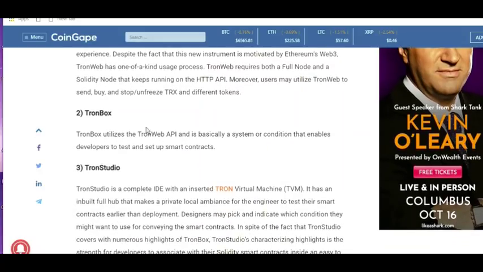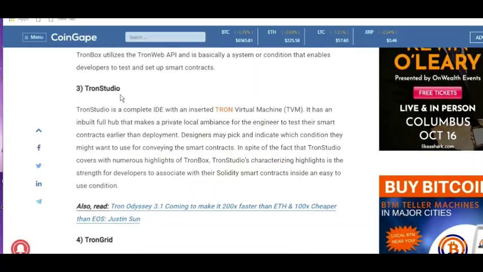Two, Tron Box. Tron Box utilizes the Tron Web API and is basically a system or condition that enables developers to test and set up smart contracts. Three, Tron Studio. Tron Studio is a complete IDE with an inserted Tron virtual machine. It has an inbuilt full hub that makes a private local ambiance for the engineer to test their smart contracts earlier than the deployment. Designers may pick and indicate which condition they may want to use for conveying smart contracts.